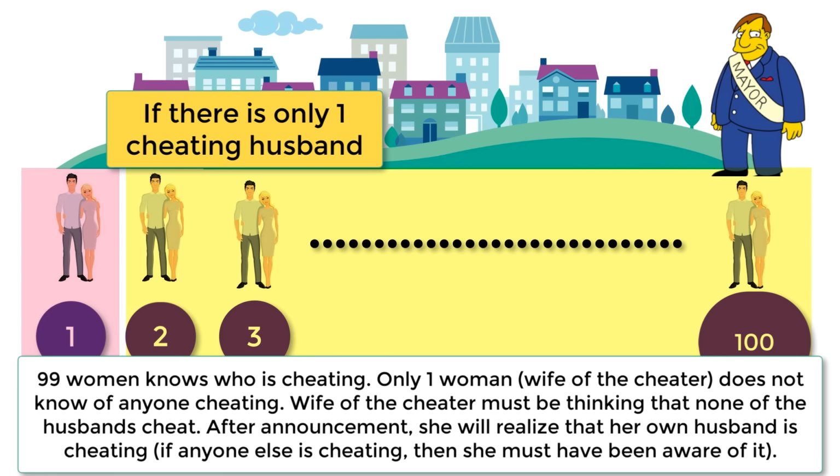The wife of the cheater must be thinking that none of the husbands cheat. After the announcement, she will realize that her own husband is cheating, because if anyone else were cheating, she must have been aware of it. So the cheating husband will die on the first day.